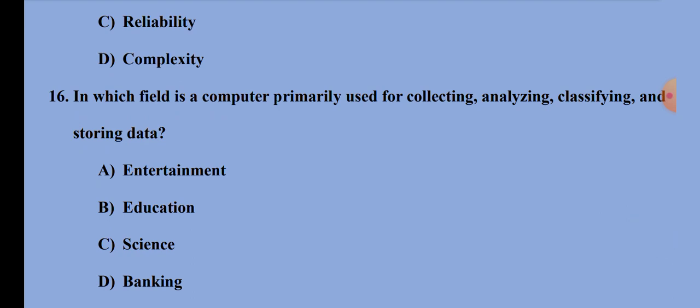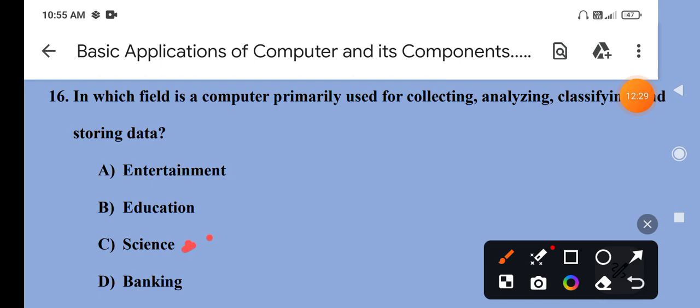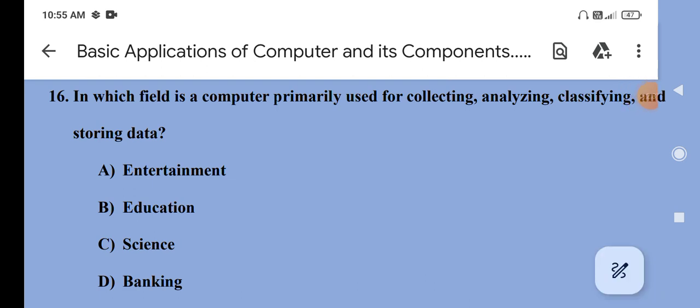In which field is a computer primarily used for collecting, analyzing, classifying, and storing data? Option A, entertainment. Option B, education. Option C, science. Option D, banking. The right option to this question is option C, that is science. Computers are heavily used in science for handling large volumes of data and performing complex analysis. So option C is right.